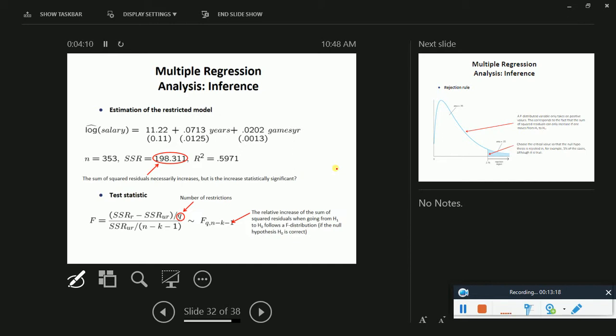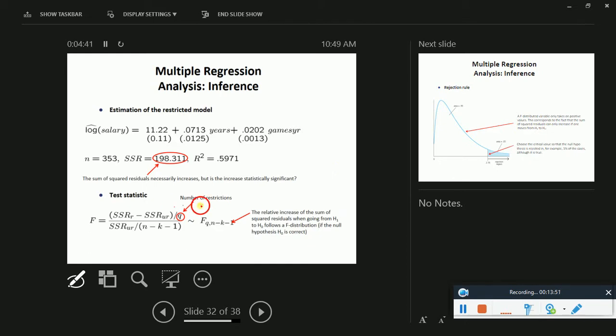If you guys recall from our statistics segment of this course, the first half was statistics. So let's look at the formula of the F test. This is the sum of squared residuals R, which is the restricted, minus the sum of squared residuals UR, which is the unrestricted part. So sum of squared residuals, restricted minus unrestricted, and then divided by Q.